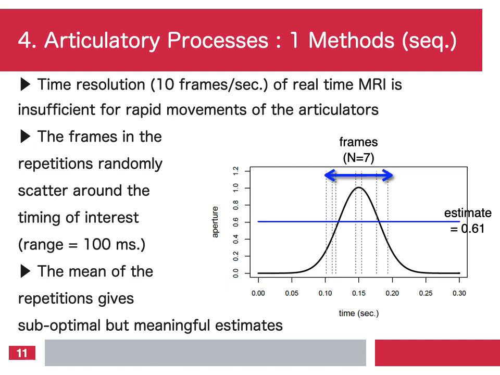One problem is that the time resolution of the MRI can be insufficient for rapid movements of the articulators. But we believe that it is safe to assume that the frames in the repetitions randomly scatter around the timing of interest. In this hypothetical case, the mean of the 7 repetitions gives the estimate of 0.61 as opposed to the real aperture of 1.0. This gives us suboptimal but meaningful estimates, which allows us some meaningful comparison between conditions.